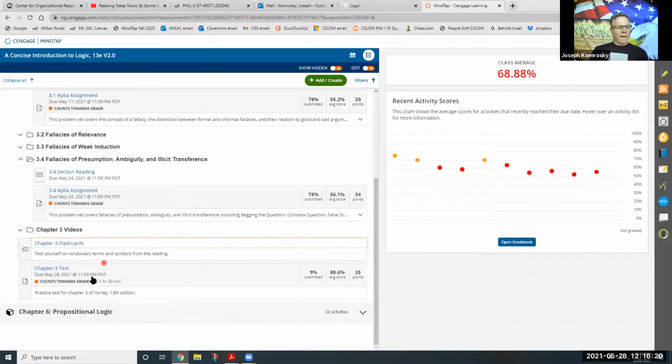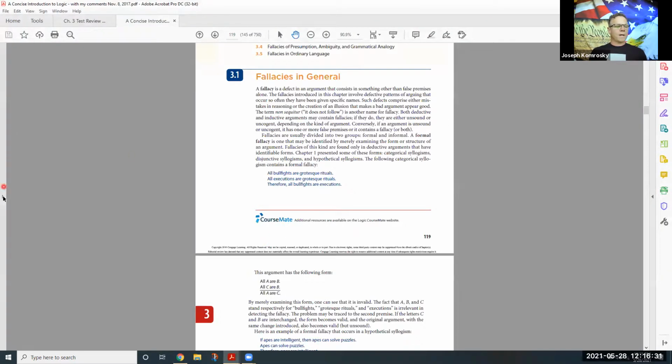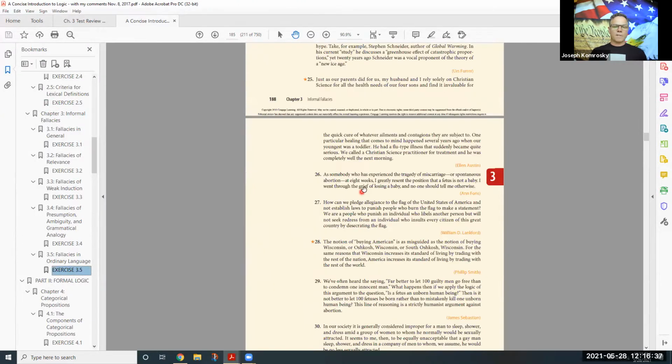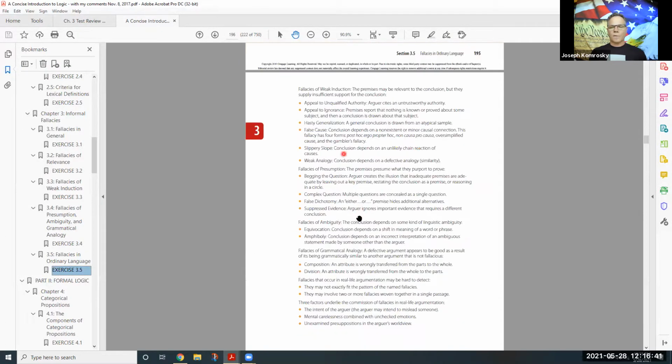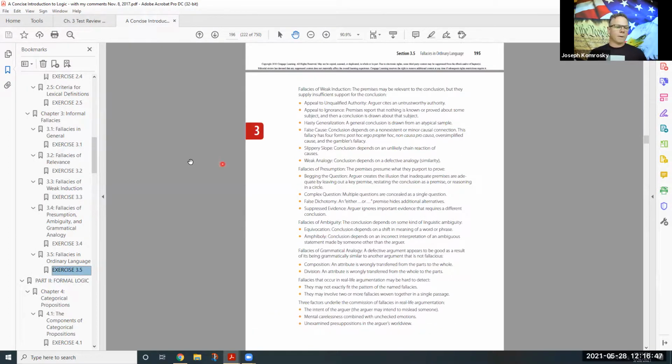Again, in Mindtap, you have the flashcards, and if you had the book and got it printed out, you can go to your book at the very end of the chapter. There's that little review section where you have every single fallacy and it breaks it down for you real simply. These are wonderful cheat sheets. And let's say you're not taking my class, you don't have Mindtap, but you have the book, just go to the end of the chapter.